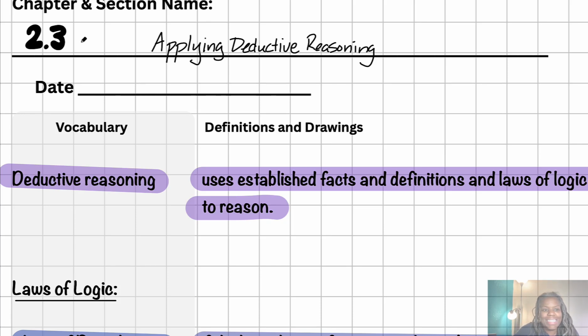Hey everybody, we're in section 2.3 and we're going to be applying deductive reasoning. Today we're going to have a couple of definitions, maybe actually 3 definitions that we need to talk about. So go ahead and make some space and put today's date.